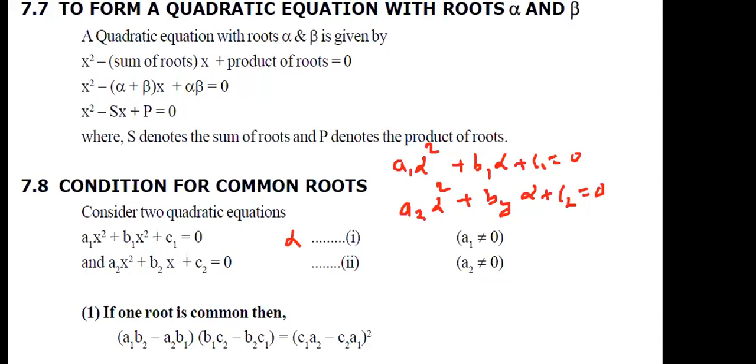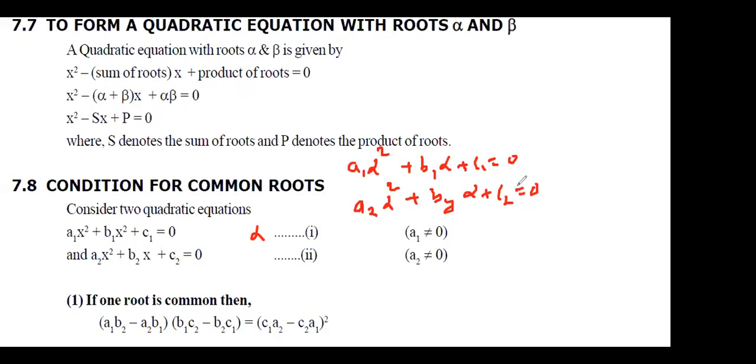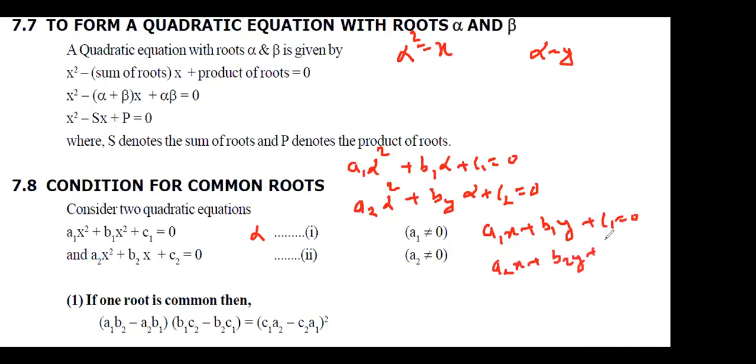Now, think about how to solve it. This is similar to a linear equation in two variables, where we put alpha square as x and alpha as y. If I put alpha square as x and alpha as y, is it a linear equation in two variables? Yes or no? I'll get something like this: a1x plus b1y plus c1 is equal to 0 and a2x plus b2y plus c2 is equal to 0.